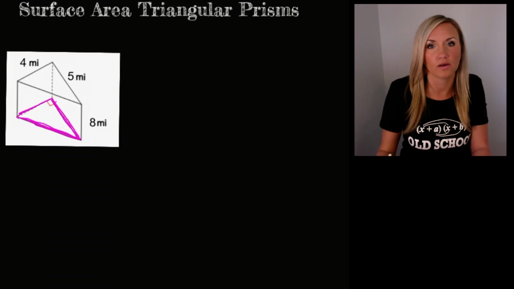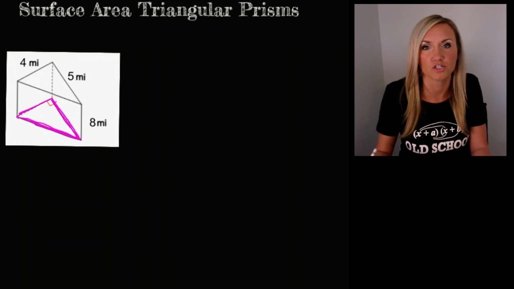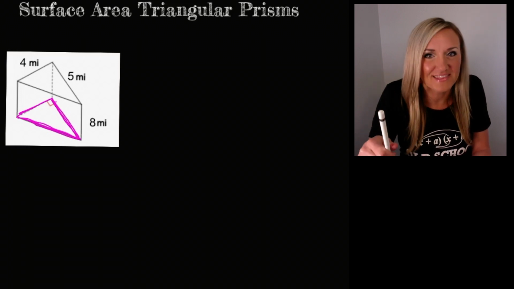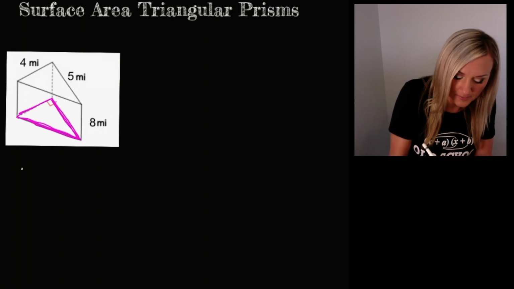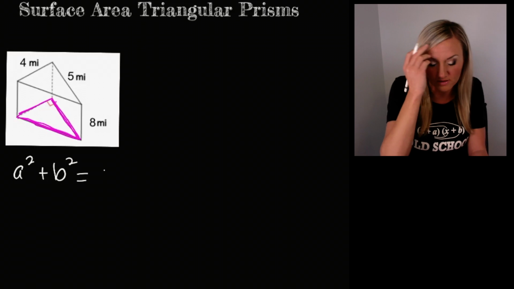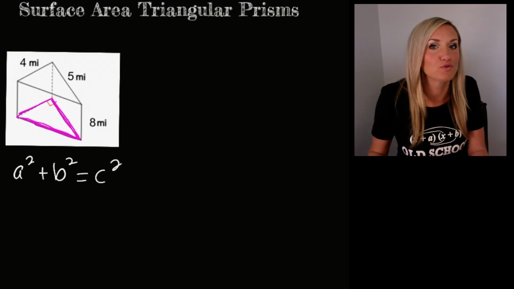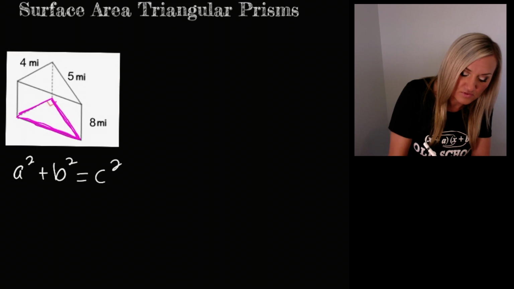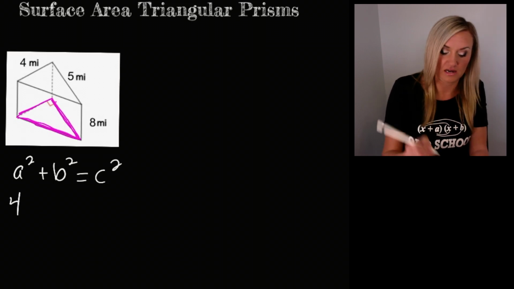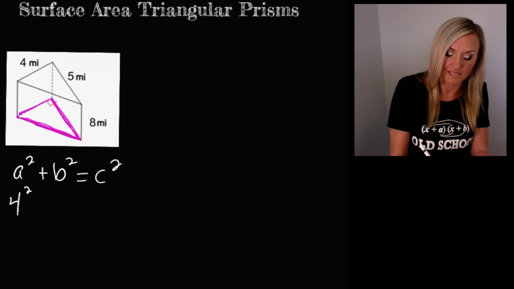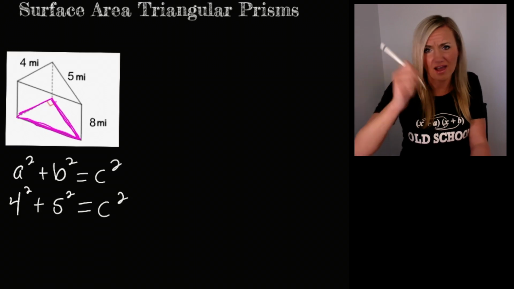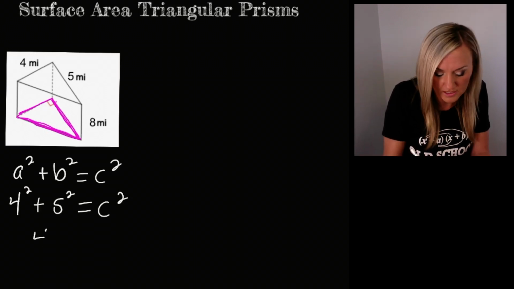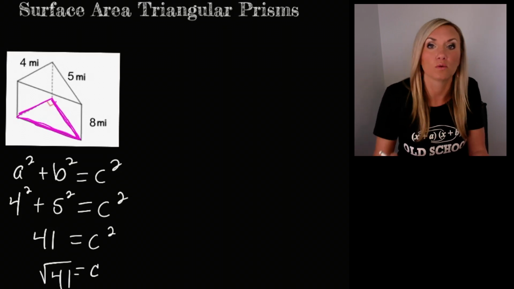So if we have a right triangle, what's the best way to find a missing side of a right triangle? Pythagoras. Absolutely. Pythagorean theorem. So a squared plus b squared equals c squared. And we know our hypotenuse is always c. And the a and b, when we fill them in, don't really matter. It could be 4, it could be 5. I'm going to choose 4 squared plus 5 squared equals c squared. 4 squared, 16, 5 squared, 25, and we have 41 equals c squared. So our c is the square root of 41.